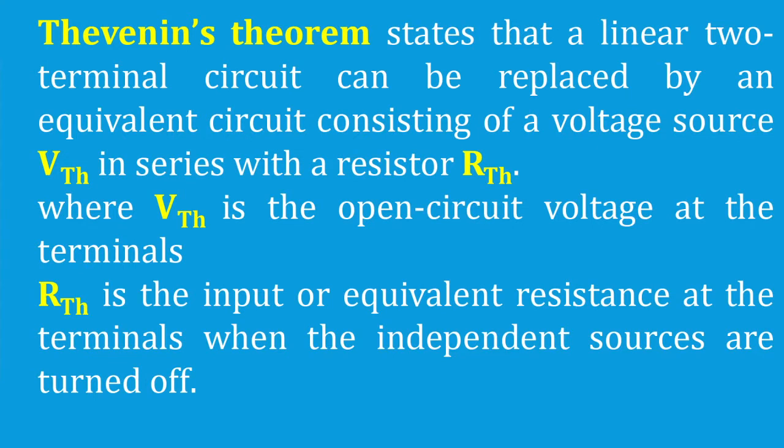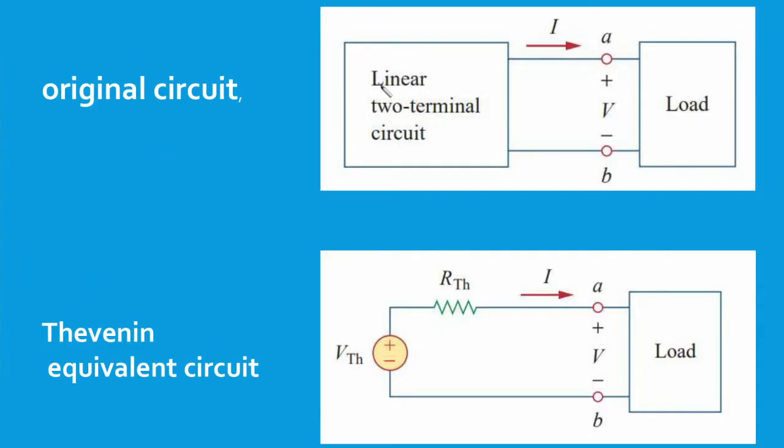Thevenin's theorem states that a linear two-terminal circuit can be replaced by an equivalent circuit consisting of a voltage source in series with a resistor, and we will call them VTH and RTH, right? I'll just show you here. You can see here we have a complex linear two-terminal circuit which has two terminals A and B, and we have some load resistance RL, right?